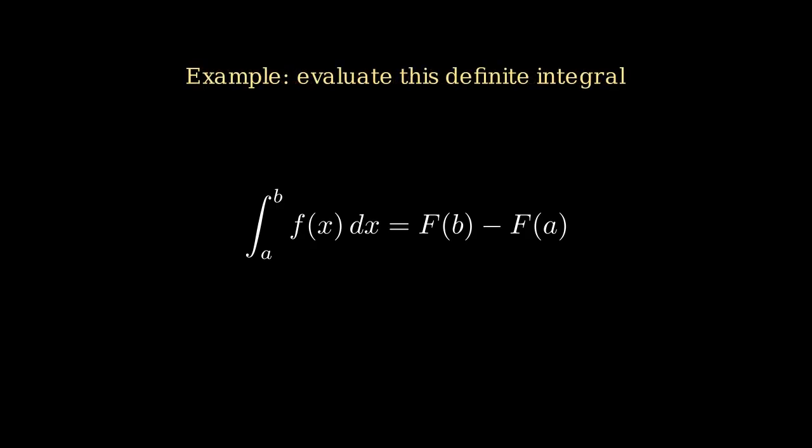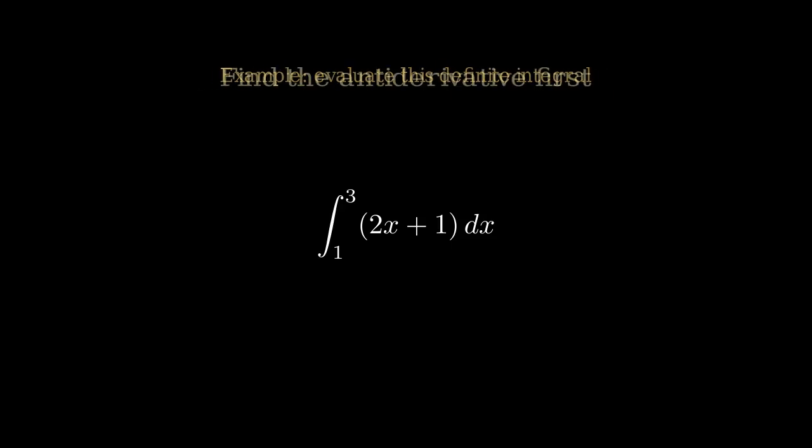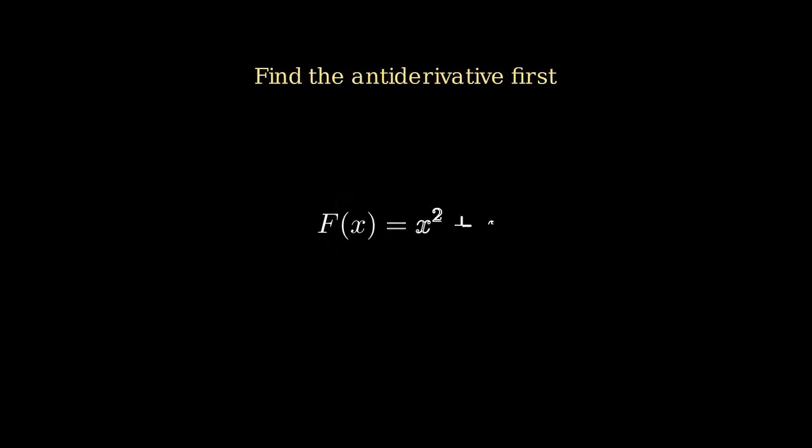Let's now work through an example. We want to evaluate the integral from 1 to 3 of the quantity 2x plus 1 dx using part 2 of the fundamental theorem. First, we find an antiderivative of 2x plus 1. That antiderivative is F of x equals x squared plus x.